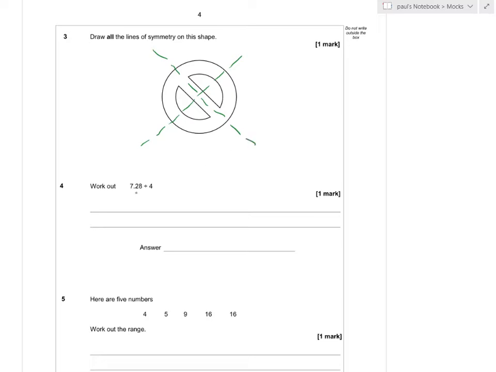There's two of them. 7.28 divided by 4. Okay, 4 goes into 7 with 3 over. 4 8s are 32 and 4 2s are that. But don't forget the decimal point.